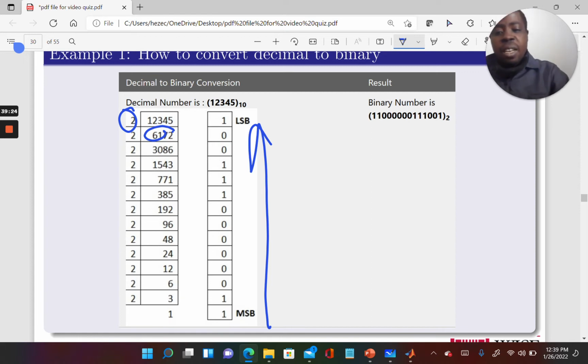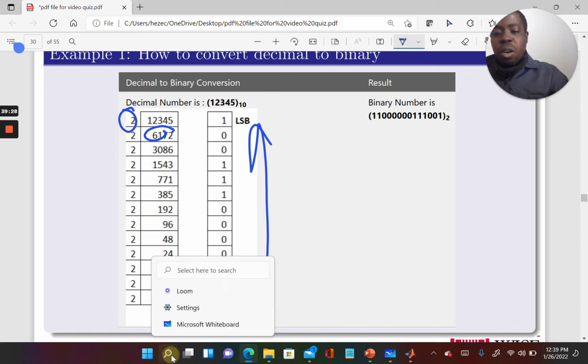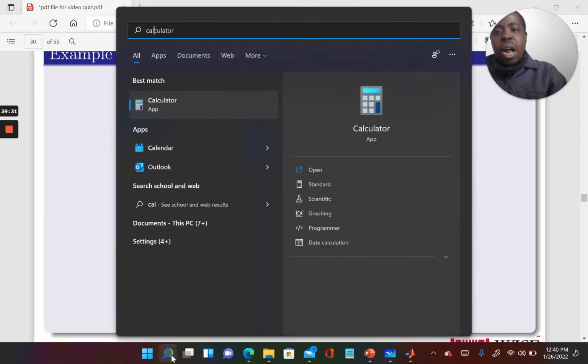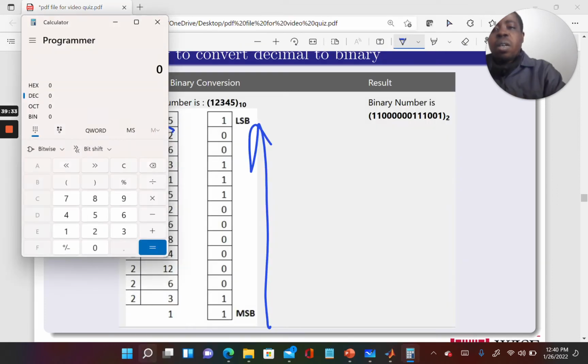Let me see the calculator, right? 12345. Calculator. Okay, 12345. Look at that. You see exactly the same thing here, right?